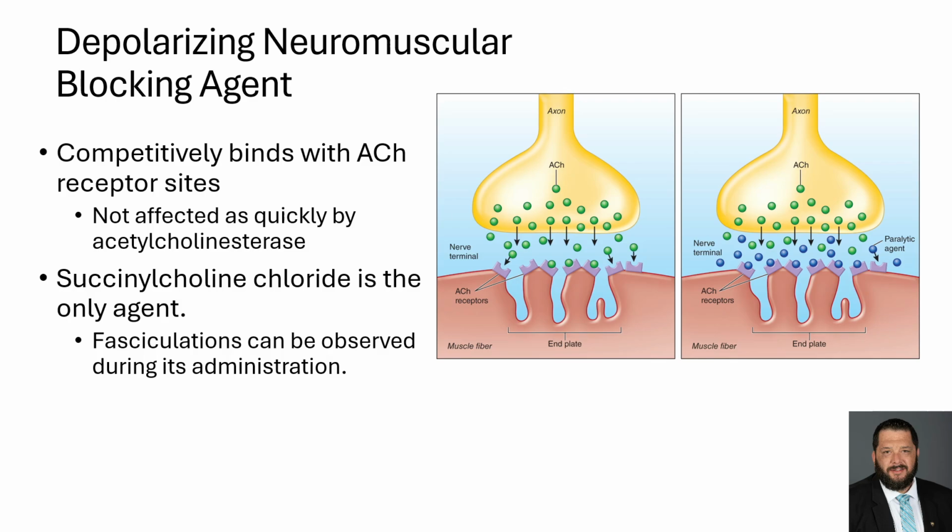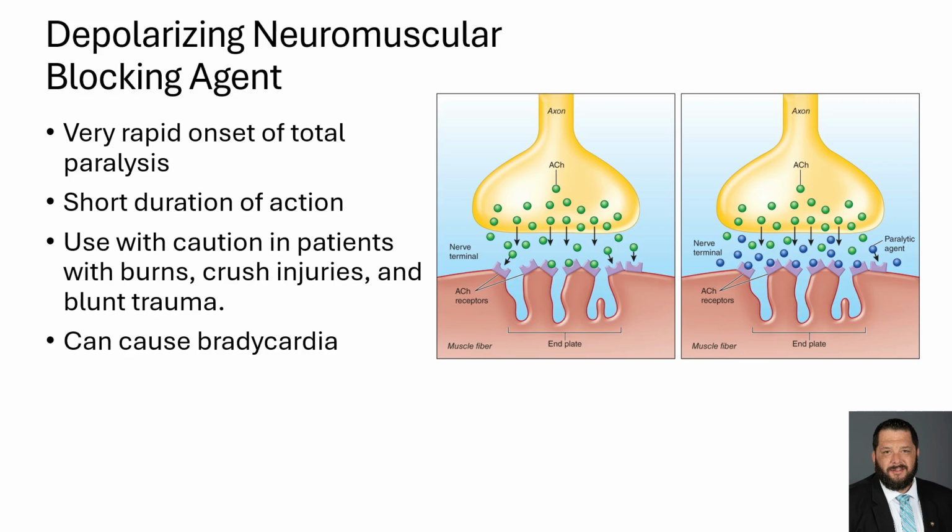Looking at succinylcholine, it's competitively binding with ACH. It's not affected as quickly by acetylcholinesterase, and succinylcholine is the only depolarizing paralytic that we discuss in EMS. Fasciculations can be observed during its administration, and this was what I previously described as small or fine muscle tremors noted across the body after administration. Understanding that the depolarizing neuromuscular blocking agent, or succinylcholine, has a very rapid onset of total paralysis, but also has a very short duration of action.